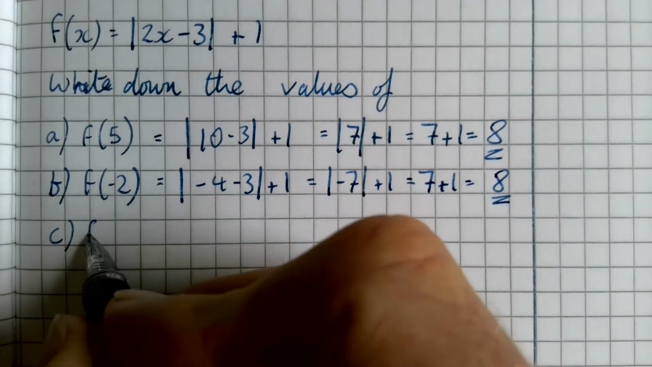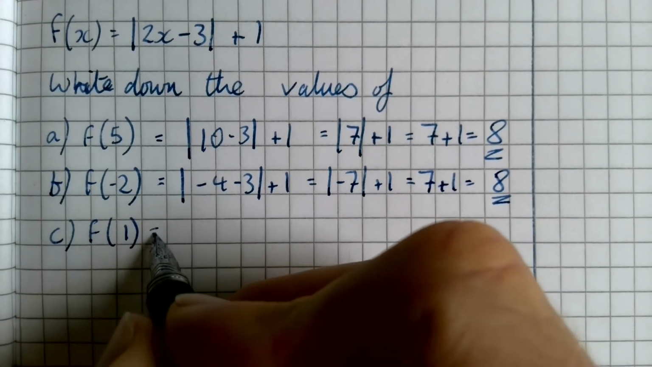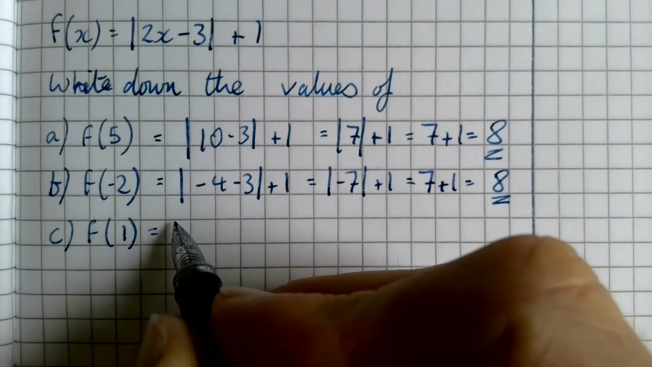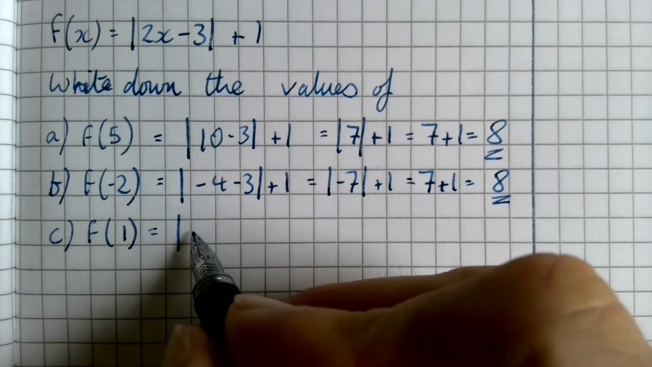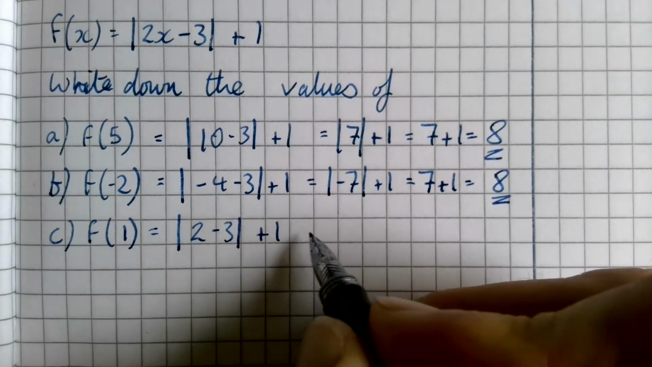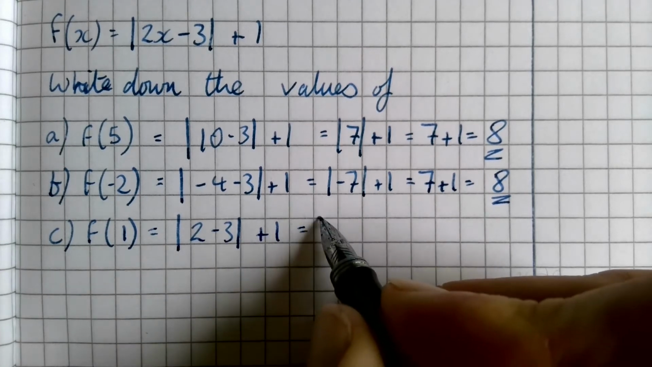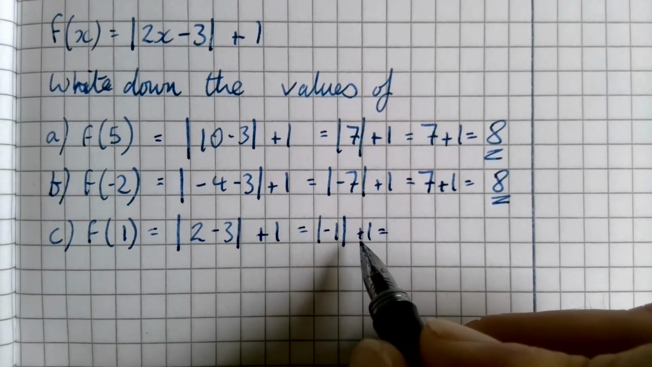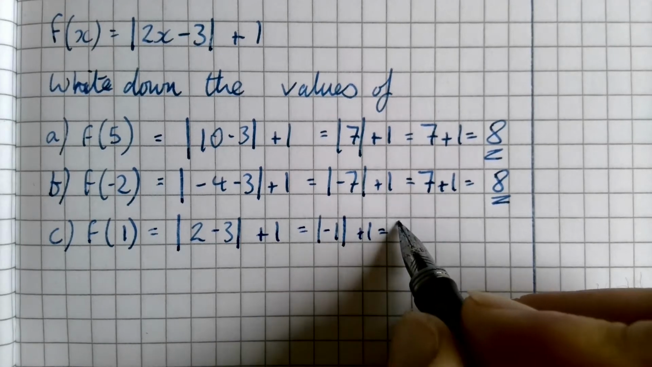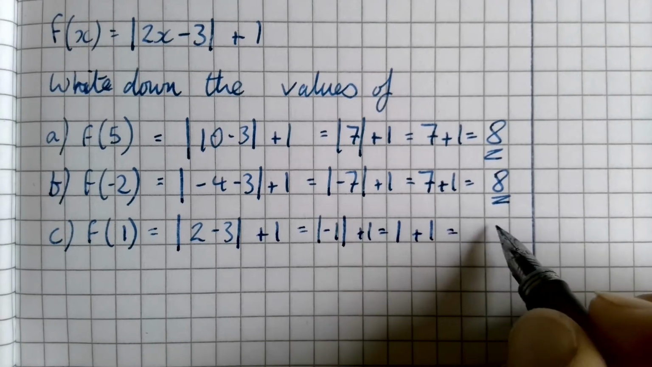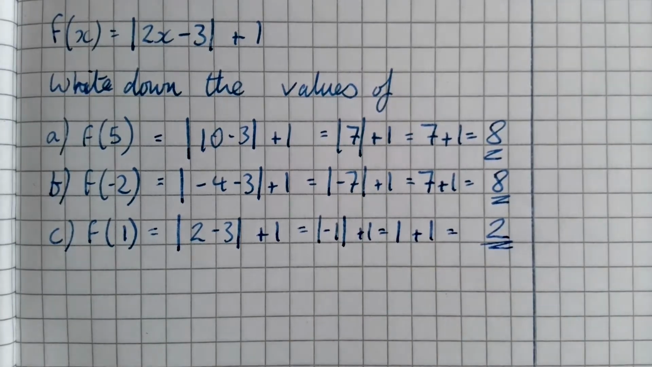And one last little one for you to have a go at. What if x was 1? So 2 times 1 is 2, take 3. 2 take 3 is -1, so we're saying, right, what's the modulus of -1? That's 1. So then we need to add 1 to that, and it gets us to 2.